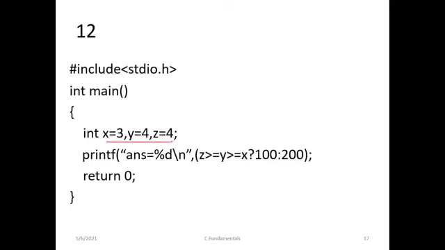X is 3, y is 4, z is 4. Same type of problem. Okay? Answer is equal to percentage d. Here a similar kind of control operator is used. Z greater than or equal to y greater than or equal to x, 100 or 200. Now what will be the answer?